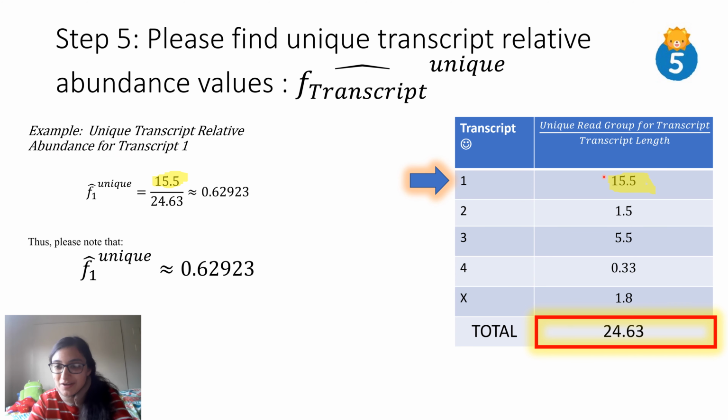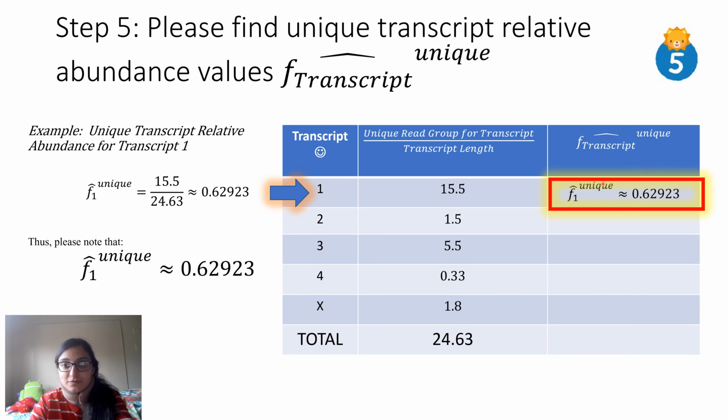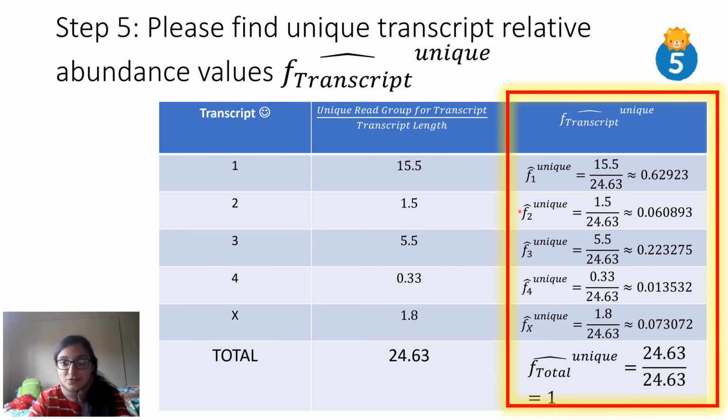It tells us, on its own, what the relative abundance of each transcript is when we figure out which read groups it maps to. So that's how we found F1 unique is 0.62923, and we just add it to this column here. We can do the same thing for the others. Here we take 1.5 divided by 24.63, and that gives us this F2 unique. That's what I did here.